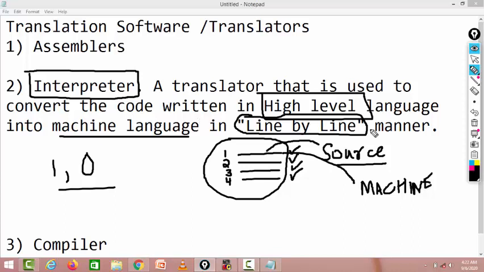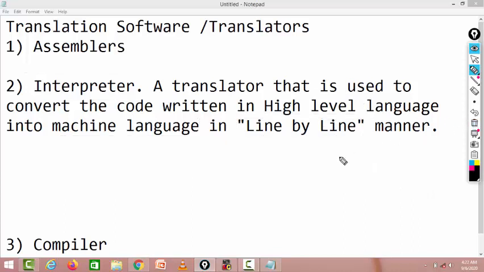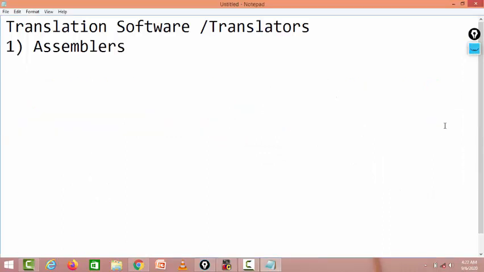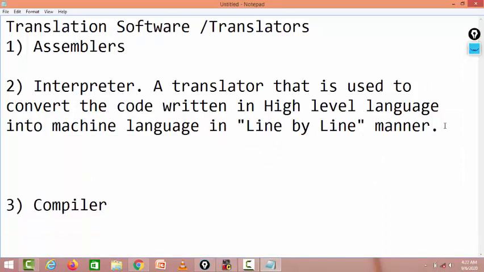So this was all about the interpreter. Still, if you have questions, you can ask in the comments, or you can wait for the online question answer session. Inshallah, I'll sort out all your problems in that.